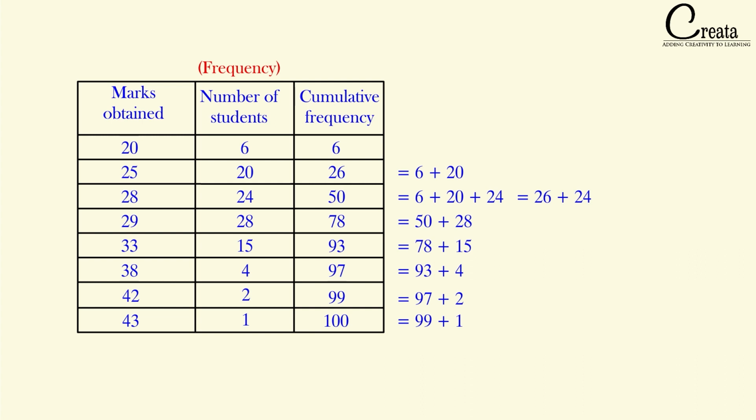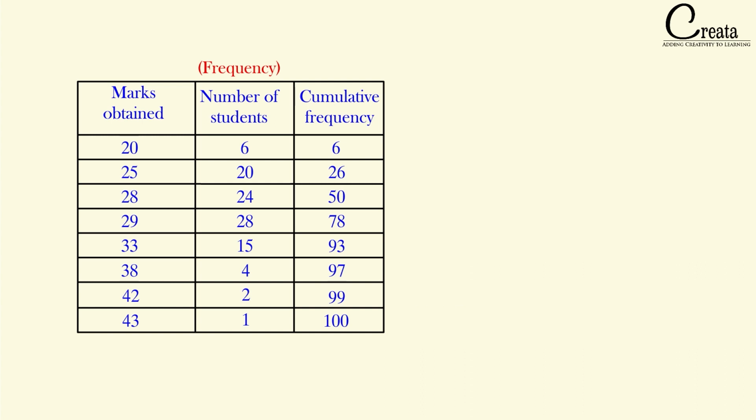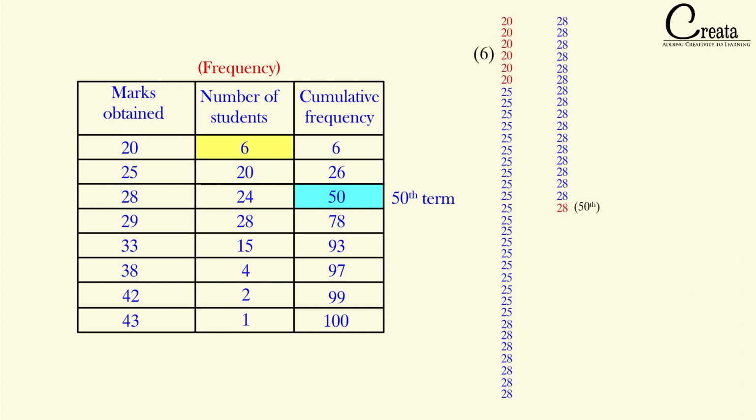Got it? What is cumulative frequency? It is the total addition of the frequency till that row. And why are we using this? To find our middle term. Here if you observe, what does this mean? If we talk about 50, in the third row we have 50. It means it is the 50th term. The addition of 6 plus 20 plus 24 will give us 50. That is a total of 6 observations, then adding 20 observations, then adding 24 observations will give us a total of 50 observations.